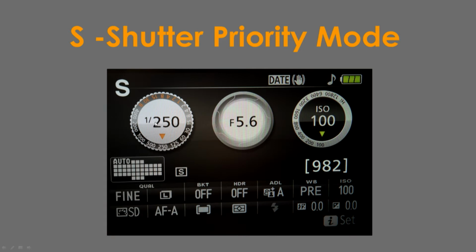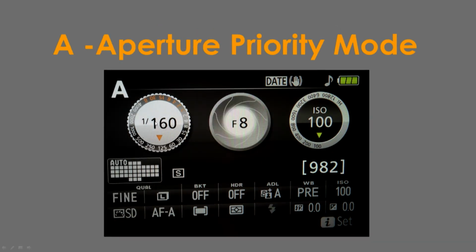Now let us go to the aperture priority mode. We are now in the aperture priority mode. Canon cameras will have it as AV. I have set the aperture at f8 and I get a shutter speed of 1/60th. My ISO is 100.